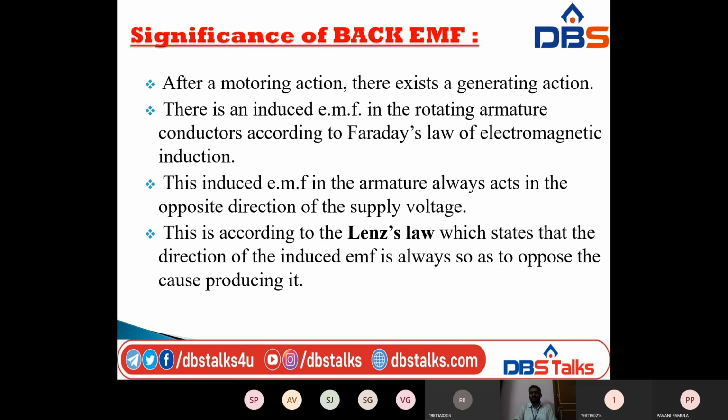That means there is an induced EMF in the rotating armature conductors according to Faraday's law of electromagnetic induction. This induced EMF in the armature always acts in the opposite direction of the supply voltage. This is according to Lenz's law, which states that the direction of induced EMF is always opposite to the cause producing it, that is, opposite to the supply voltage.